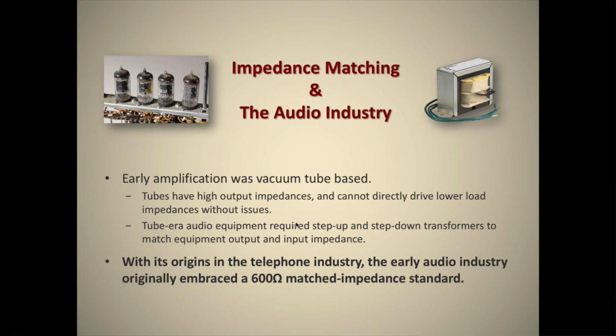And so the solution was to take a transformer and hang it on the output of your tube. The transformer would step down the voltage, and along with it steps down the impedance, because impedance steps down with voltage by the square of it. So if you've got a 10 to 1 transformer where the voltage is going down by 10, the impedance is going to go down by 10 times 10, so by 100.